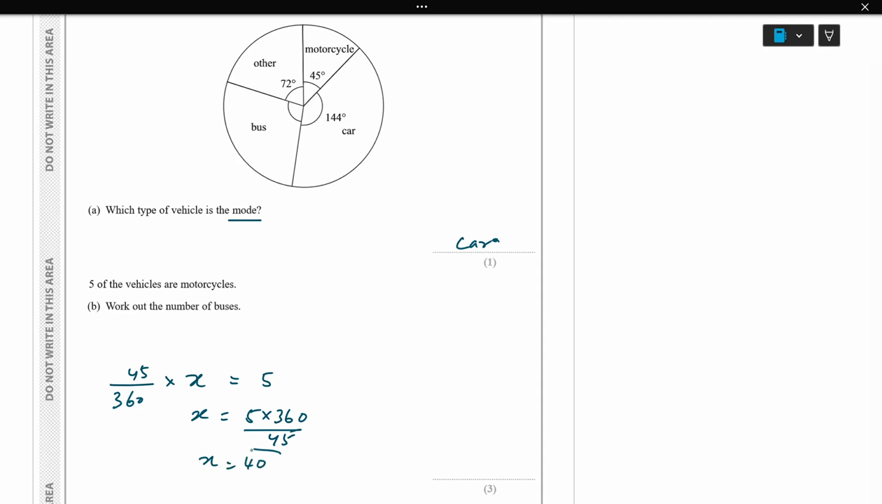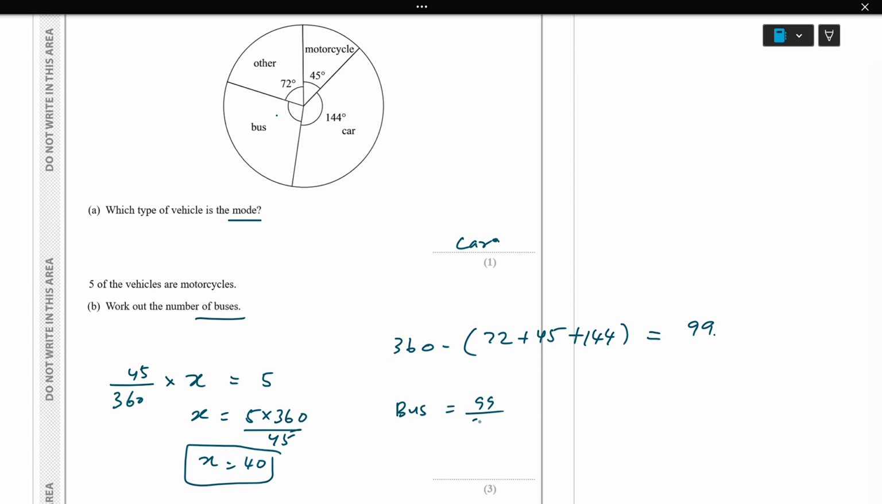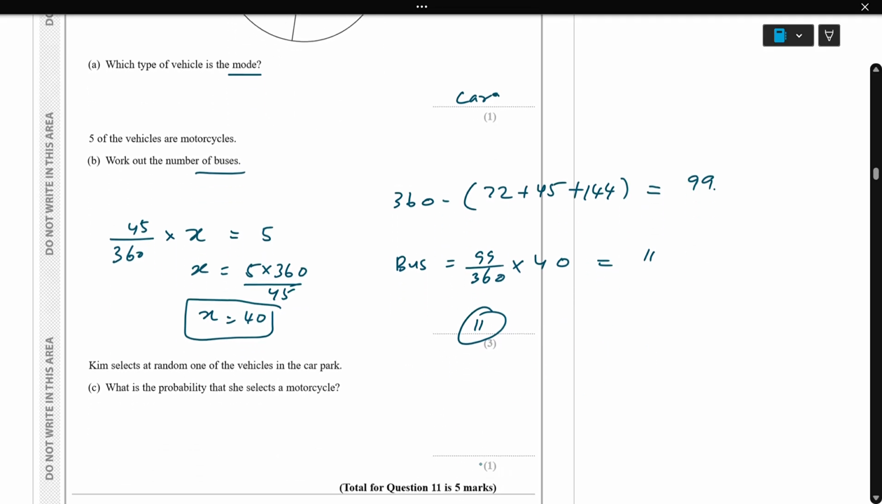There are 40 vehicles in total, but we need to calculate how many buses. For the bus, first we need to find this angle, because 360 minus the other three angles, 72 plus 45 plus 144, when we take away, we'll get 99. So now bus is going to be 99 over 360 times the total number of vehicles, which is 40. So we'll get the answer 11. So the number of buses is going to be 11 here.